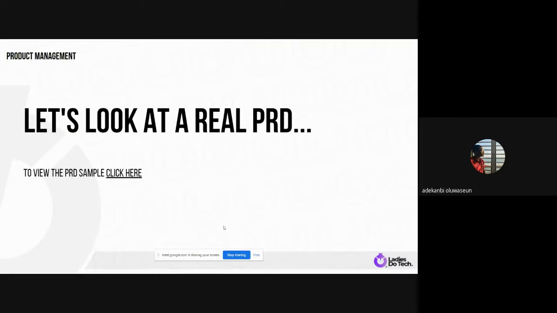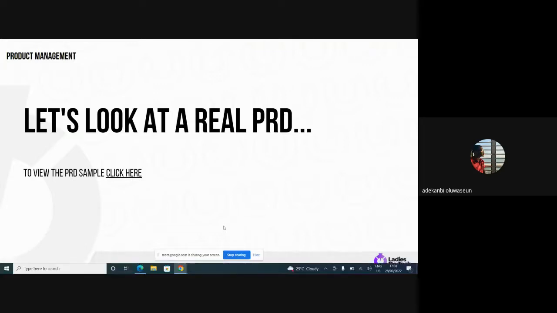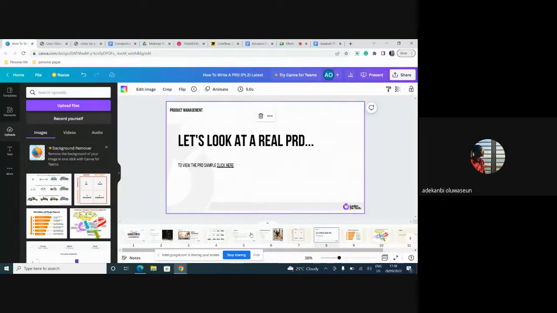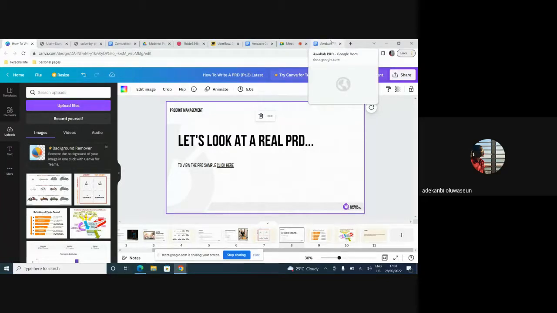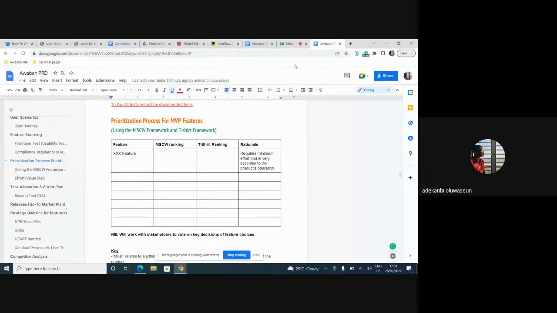So we'll look at a PRD to assess that. I'll show you a framework I use, the one I love using, from Sketch.